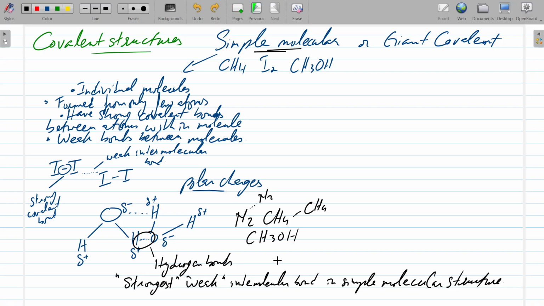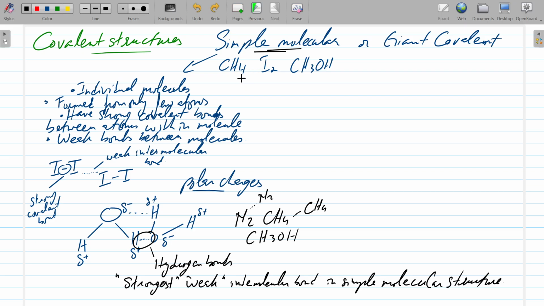Don't say covalent charges. There's no such thing as a covalent charge. No, I said a covalent structure. So the structure is not weak. The structure is simple molecular, simple molecular because you've got only a few atoms joining together to form the molecule.